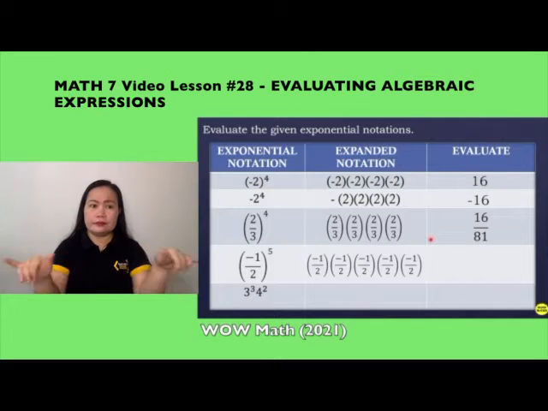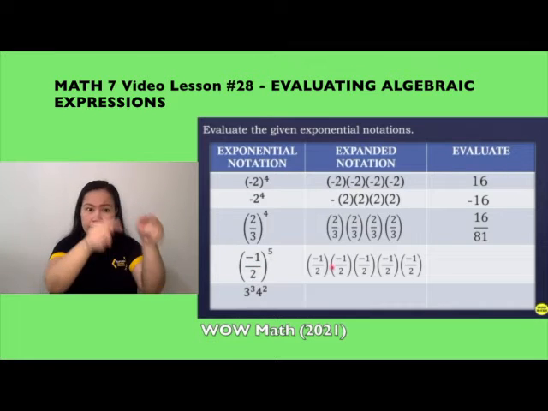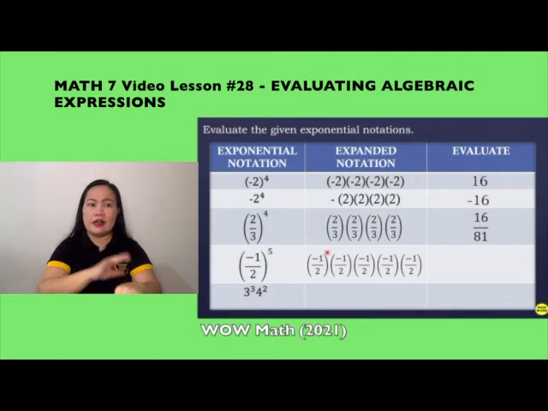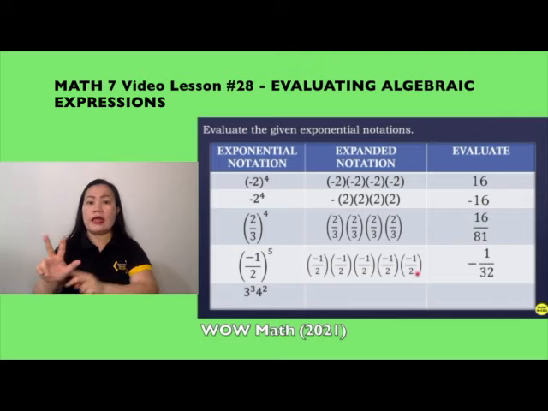And then, same process. So, I have here raised to 5 or to the 5th power. So, you're gonna multiply negative 1/2 by itself 5 times. Okay? So, negative 1 times negative 1 times negative 1, times natin yan lahat. So, that is negative 1. And then, 2 times 2, 4 times 2, 8 times 2, 16 times 2, that is 32.